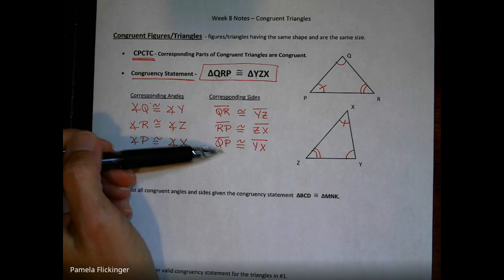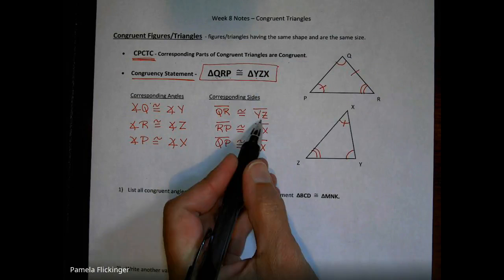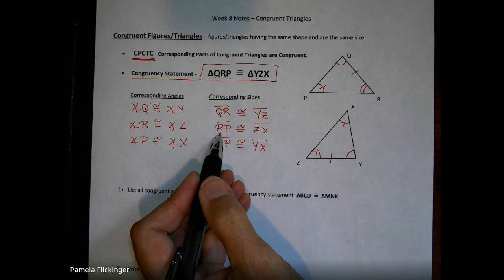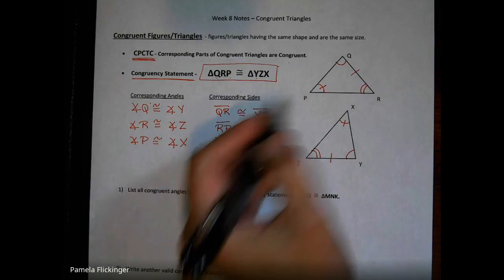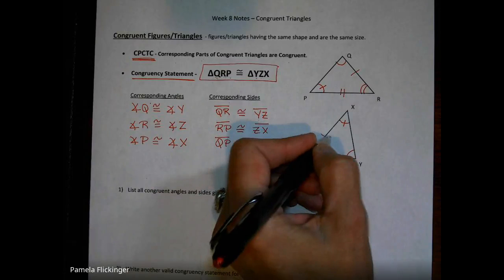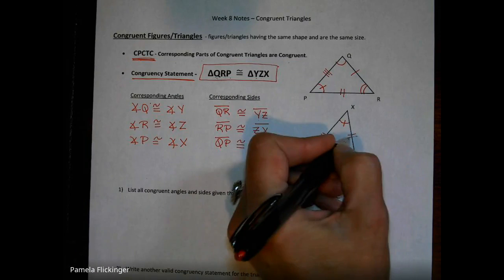Now, how do we mark the sides? We're going to do tick marks. So if I put 1 tick mark on QR, then I better see 1 tick mark on YZ. So now I have to do something different. So I'll do 2 tick marks on RP and 2 on XZ. And then we'll do 3 and 3 on the last pair.